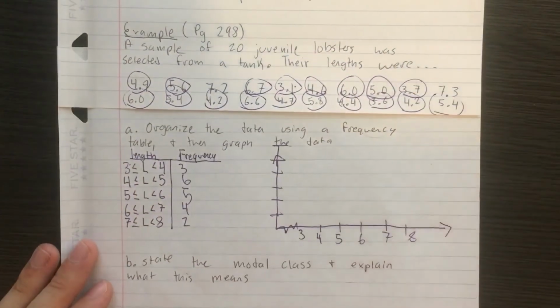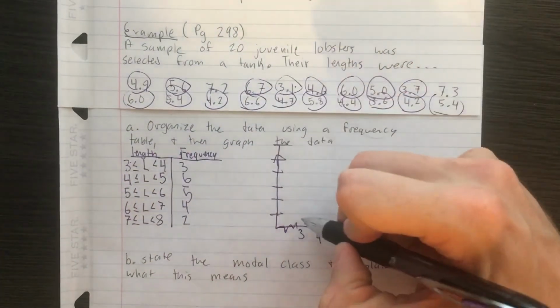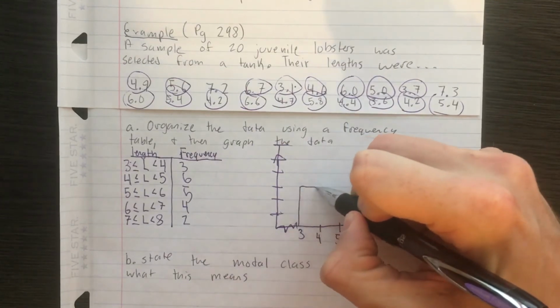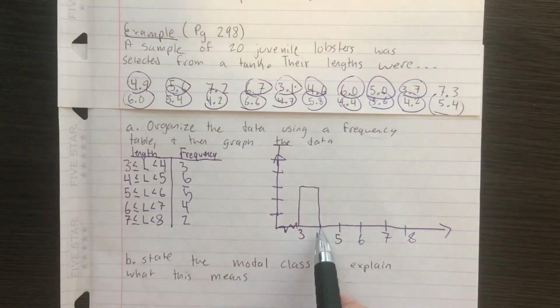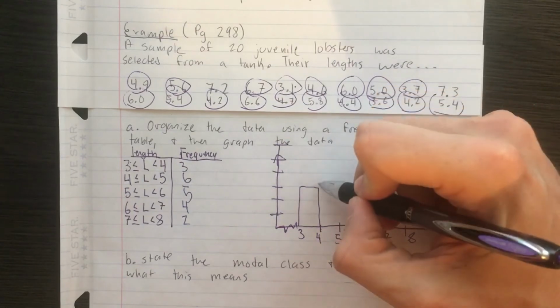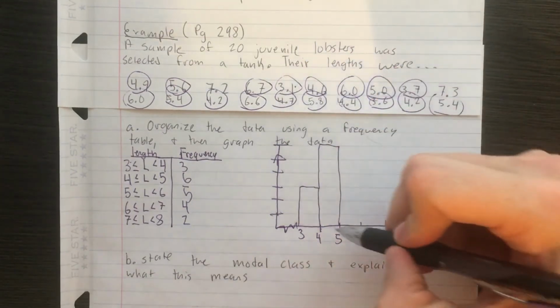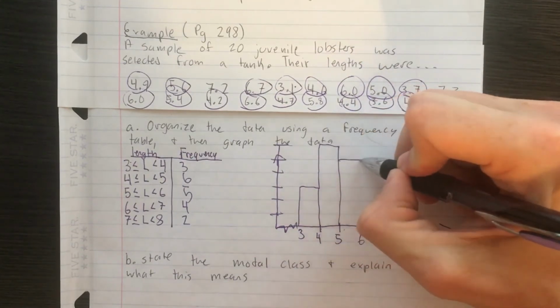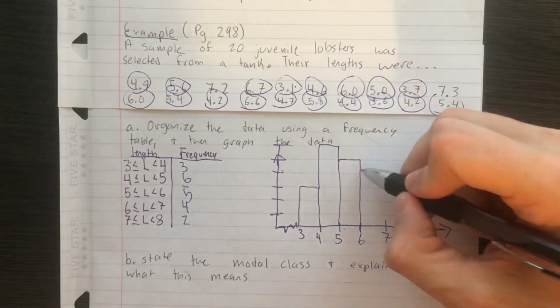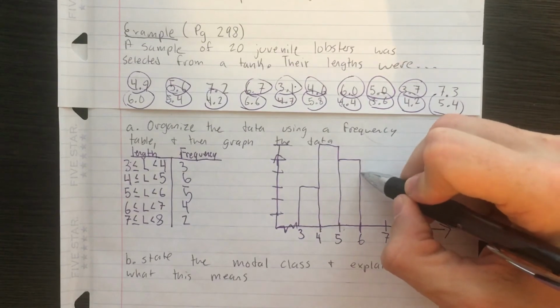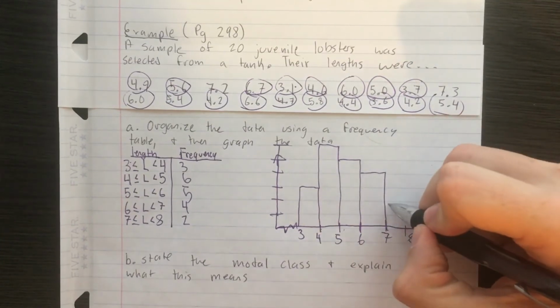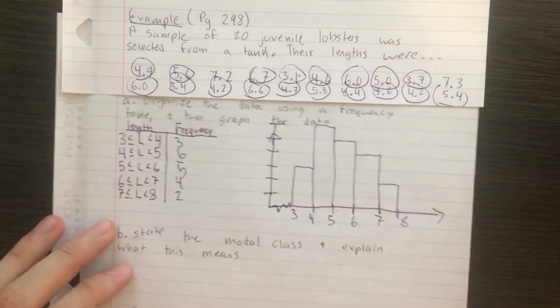Gave myself enough room. So from 3 to 4, this is going to go up to 3. From 4 to 5, that's going to go all the way up to 6. From 5 to 6, that's going to go all the way up to 5. From 6 to 7, that's going to go all the way up to 4. And then from 7 to 8, that's going to go all the way up to 2.